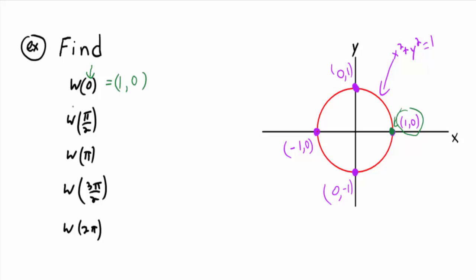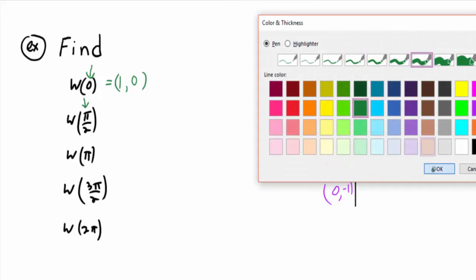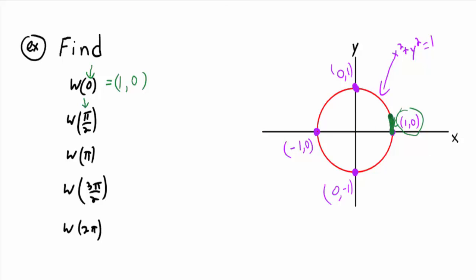But if the input is pi over 2, okay, I'm going to draw this arc length. Let me make a thicker pen so you can really see it. I'm going to draw the arc length. Stop me when I get to where I should stop. Stop. How did you guys know? I mean, some people in this class are thinking, wow, how did they know to stop right there at 0, 1, by the way? So that's going to be the output, 0, 1.